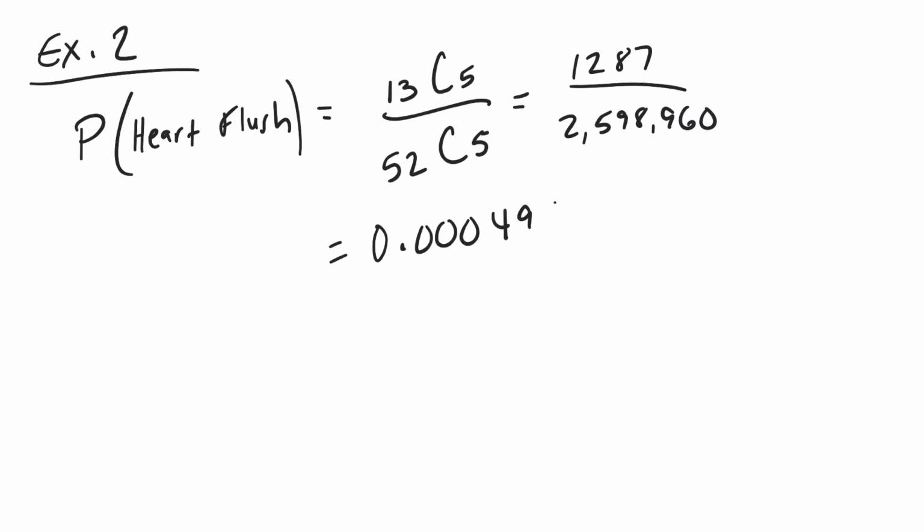So that's going to reduce down, but it's going to end up being the decimal 0.000495, which is less than 0.05%. Okay, so it's very, very slim. The chances of getting this hand dealt to you are very, very small. Okay, and that's why it's so powerful of a hand. It's very, very hard to get it.